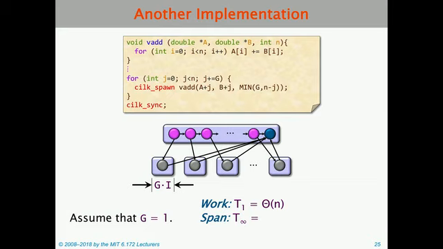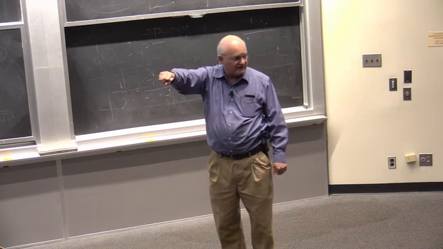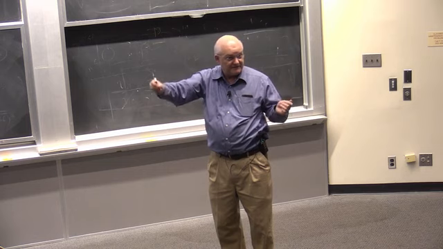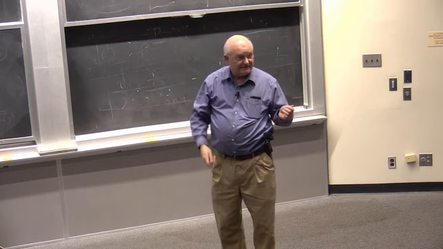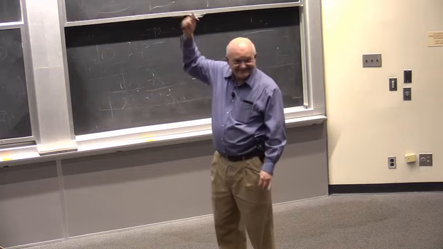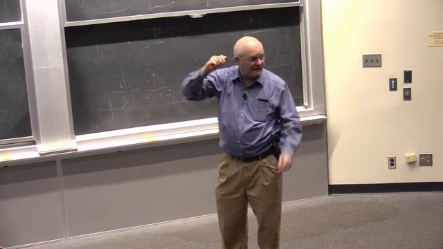It's going to go all the way down the backbone of the top there, and then blip down and back up. If G is 1, how many things am I spawning off there? N things, so the span is order n. Okay, right? It's order n. It's long.